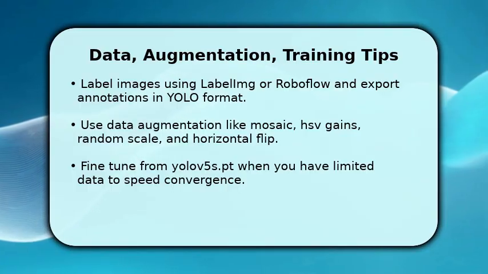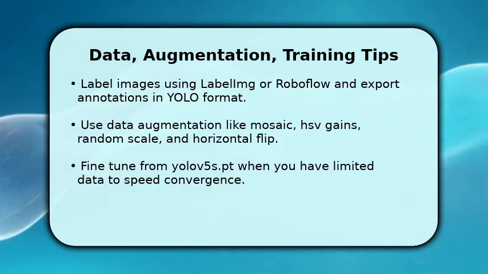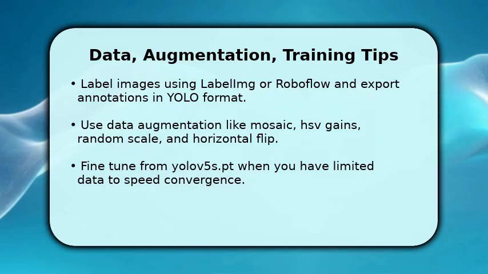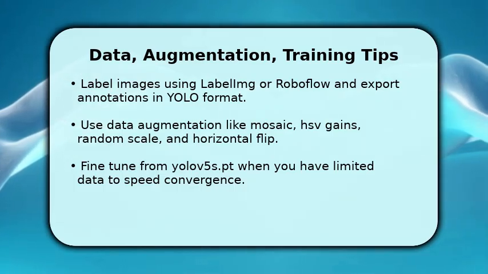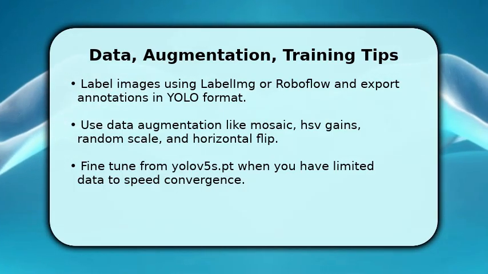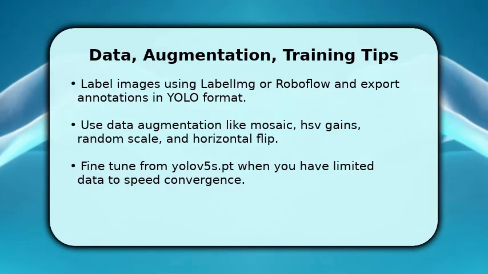Fine-tune from yolov5s.pt when you have limited data to speed convergence. Resume interrupted runs with --resume and save best weights to runs/train/exp/weights. Evaluate with python val.py --weights runs/train/exp/weights/best.pt --data dataset.yaml --img 640.